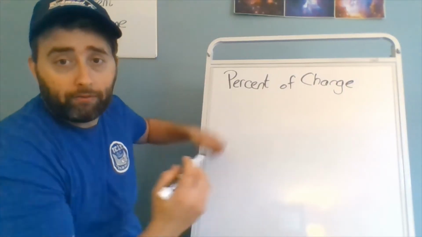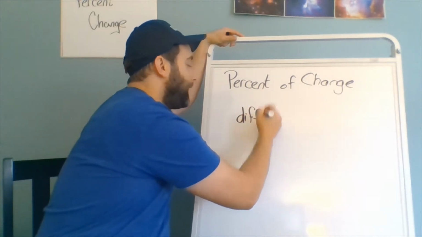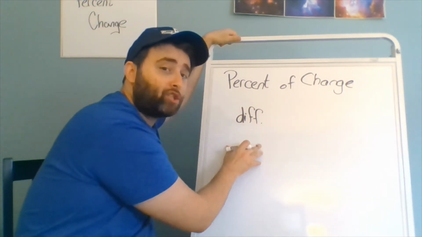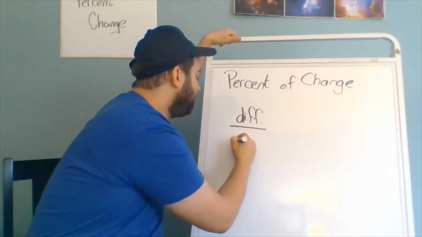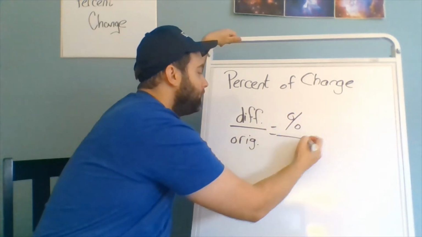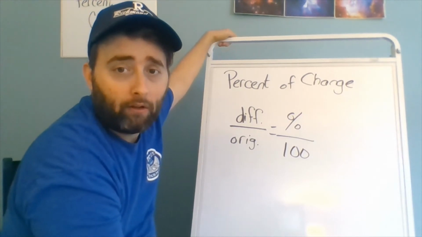What was our formula? Our formula was the difference. I always say difference instead of change because you have to understand you do a subtraction to get this. Over the original equals percent over 100.